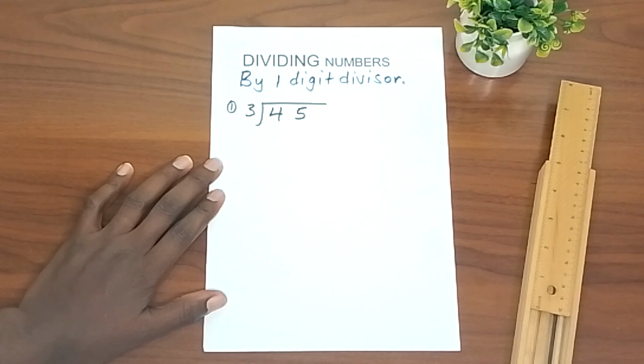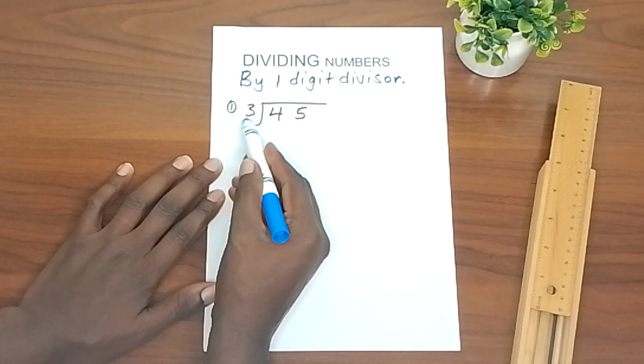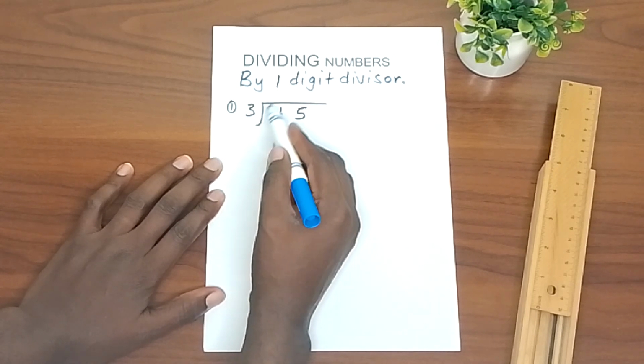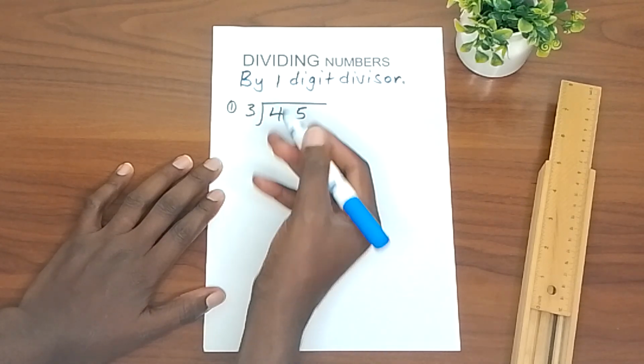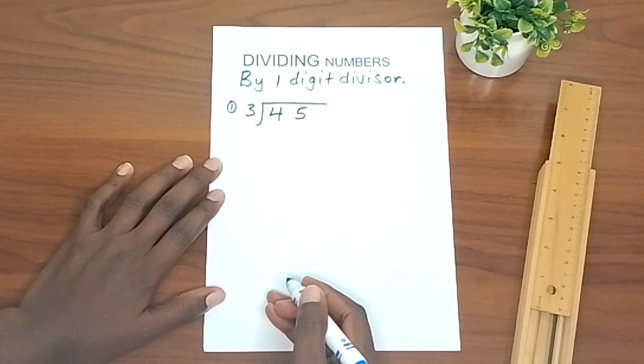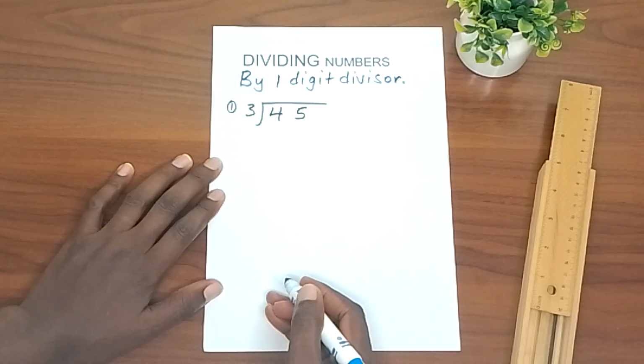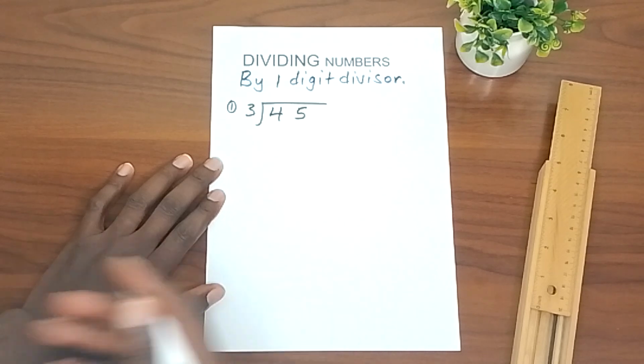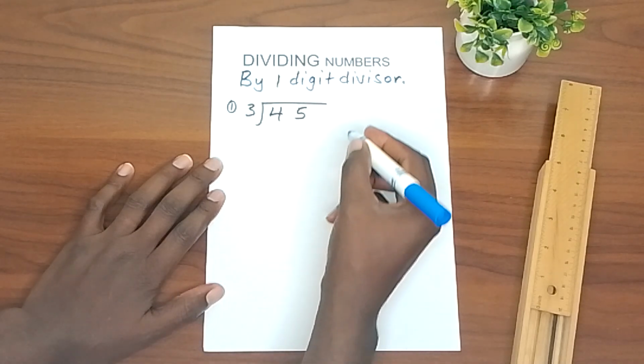We are dividing numbers by a one-digit divisor. Number 3 here is the divisor, and 45 is the dividend, and the answer we'll get is called the quotient. So when we are dividing by a one-digit divisor, like 3, we follow certain steps.